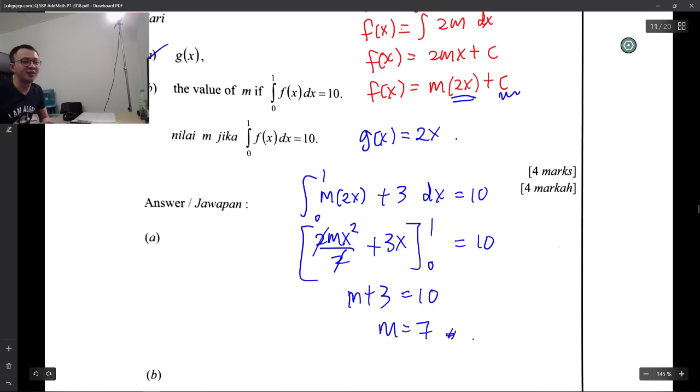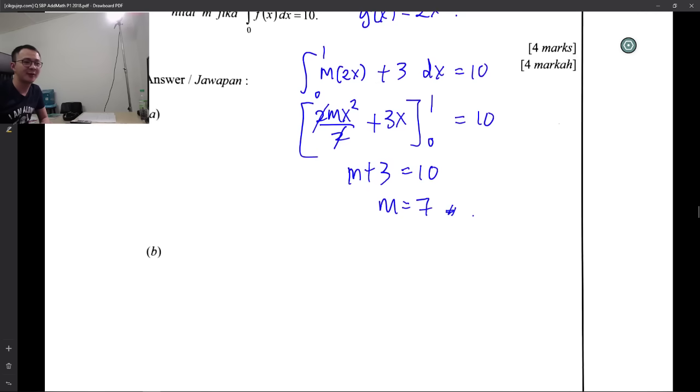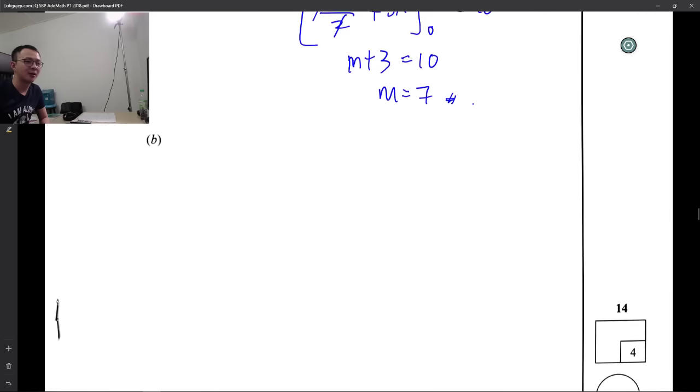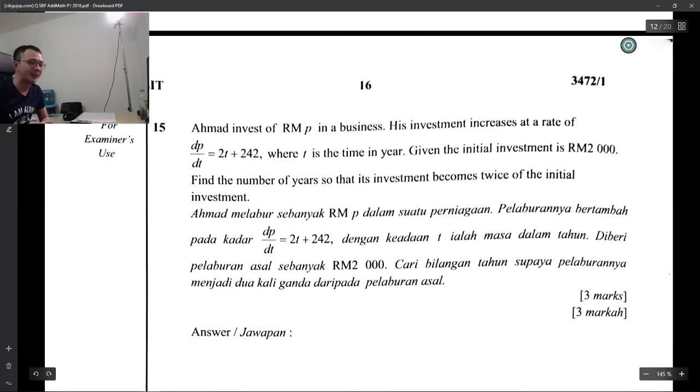Alright, this is integration. If you don't understand any integration, then yeah, please go check out the basics of integration. Okay, so let me move on to the next one.